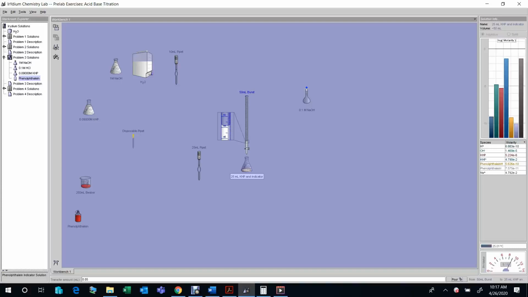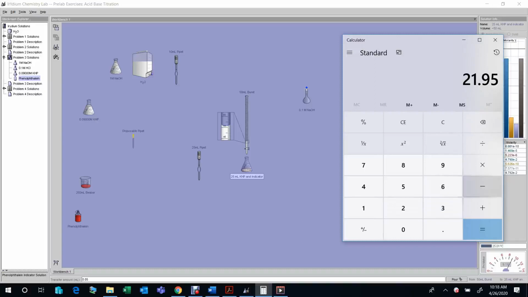The reading is 43.95. So the difference is about 21.95 milliliters. We add that much, so that's the final reading, 43.95. And 21.95 is the volume of sodium hydroxide we use to finish the titration. So 21.95, and then we can do the calculation.